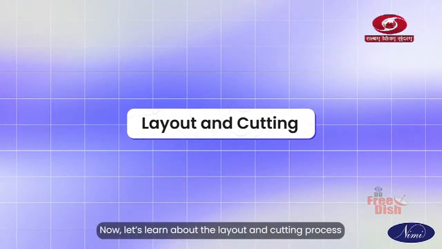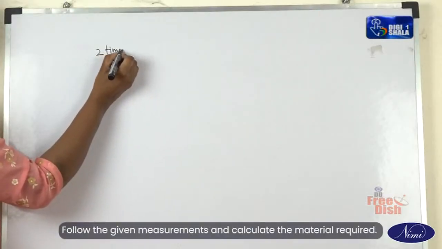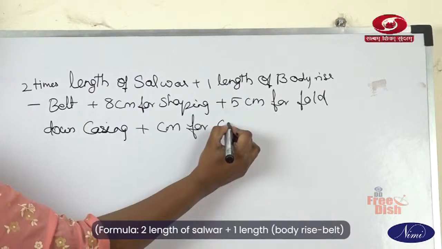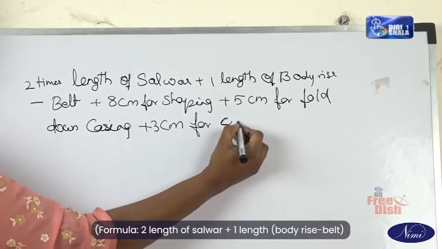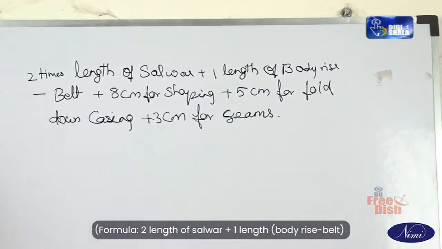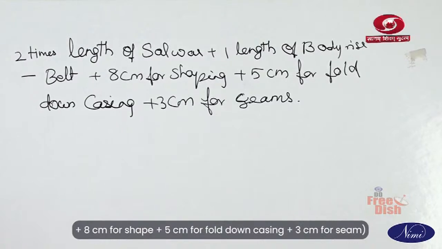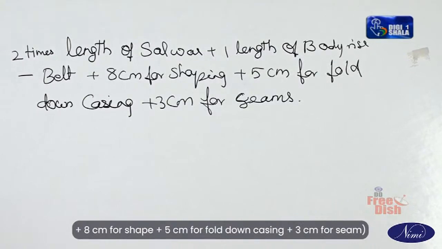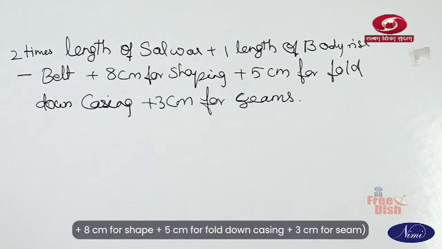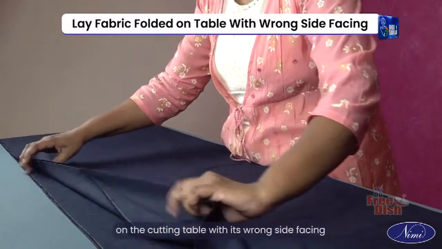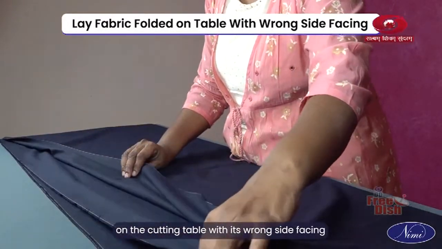Now, let's learn about the layout and cutting process. Follow the given measurements and calculate the material required by using the formula: 2 times the length of the salwar plus 1 length of the body rise minus belt plus 8 cm for shaping plus 5 cm for fold down casing plus 3 cm for seams. Lay the salwar fabric widthwise folded on the cutting table with its wrong side facing.